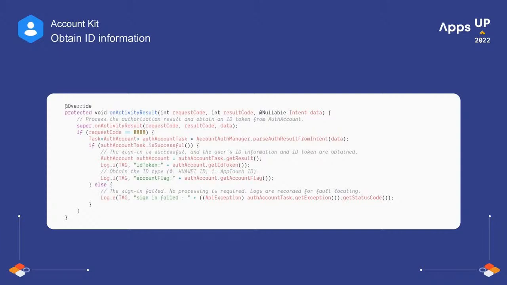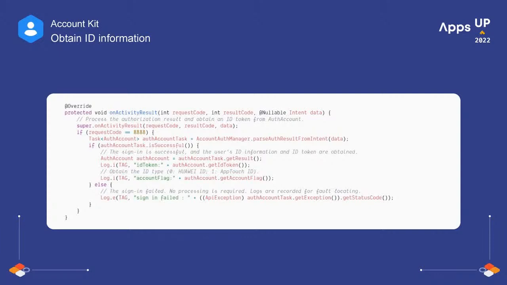So first, we want to make sure that the request that we received is the one we sent. So we test for the request code. Once we do that, then we're gonna get the result from the parameter data. We're gonna use the class AccountAuthManager, and we're gonna call the method parseAuthResultFromIntent. We pass in the data. This will return a task. We test if it's successful. Then we can call the method getResult of that task to give us an object of type AuthAccount, which contains all the user information that we need.